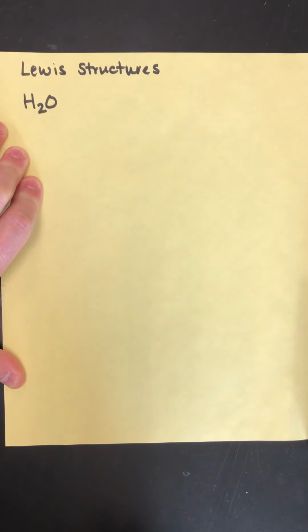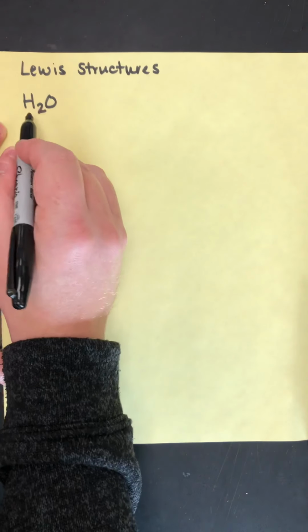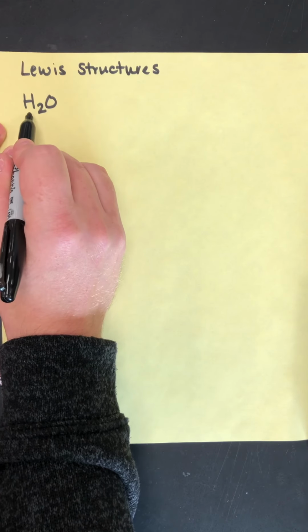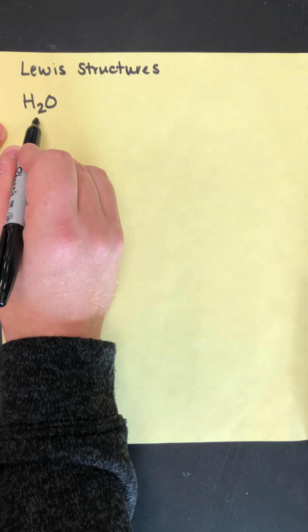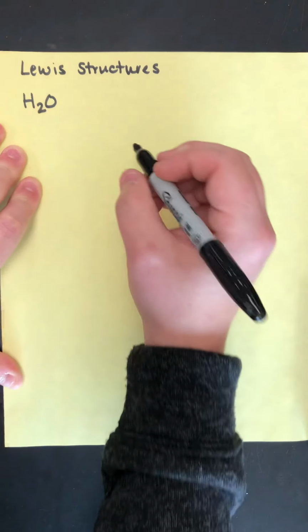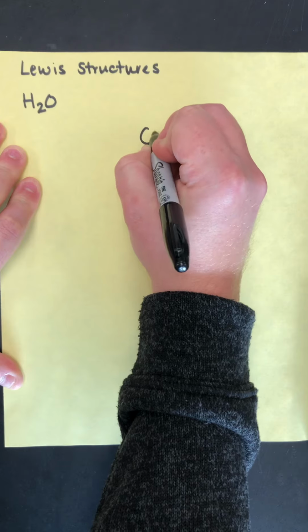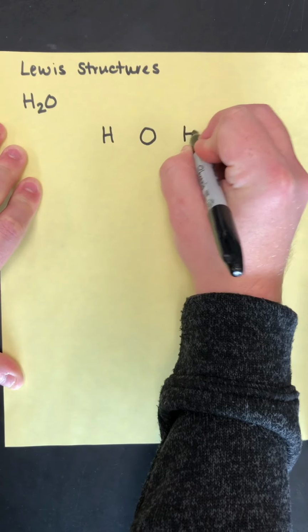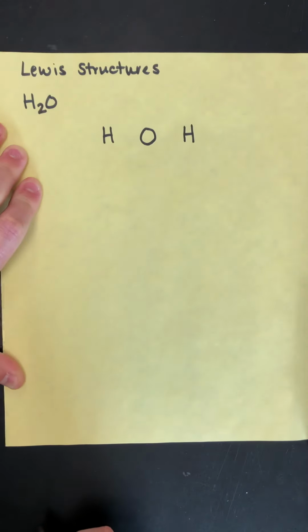So the first step says write symbols of each element and add up the total valence electrons. So when I write out the symbols, I need to decide which part goes in the middle. Remember the little hint, never H, always C. So H is not going to go in the middle, so O has to go in the middle. And then we'll put an H off to one side.